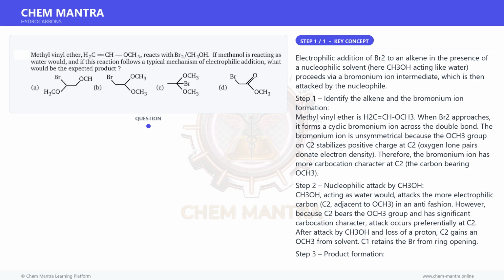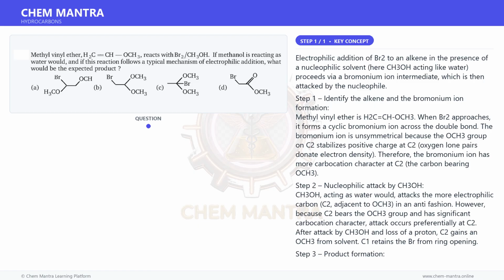This gives BrCH2CH(OCH3)2, which matches option B. Carbon 1 has Br and 2 Hs, carbon 2 has 2 OCH3 groups. Step 4. Why other options fail?